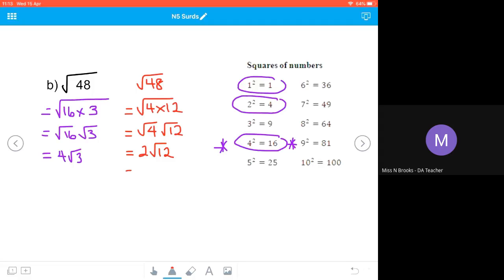So this time we would just have to do an extra step where we're going to split root 12 into root 4 and root 3, and then we're going to have 2 times 2 root 3, and that's going to give us 4 root 3. So you can see we end up with exactly the same answer at the end, but it took us a lot longer to get there if we don't choose the largest factor.